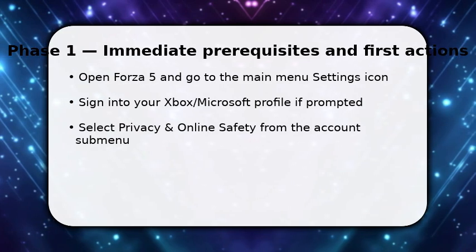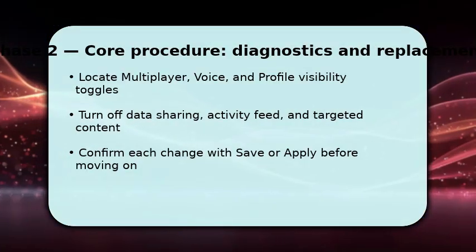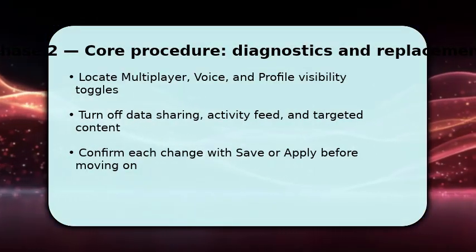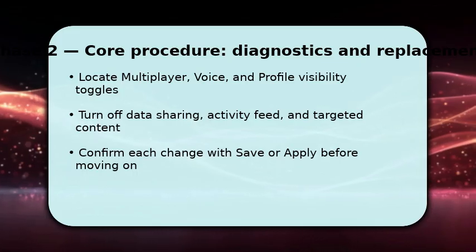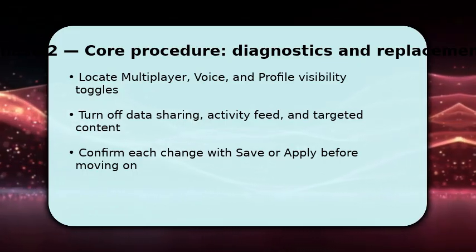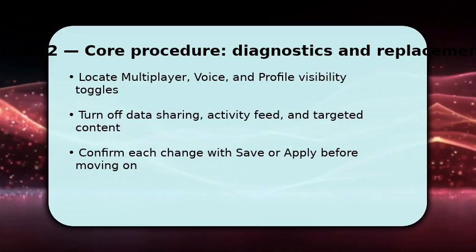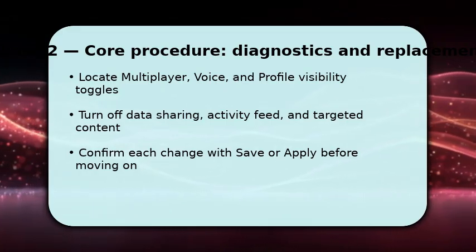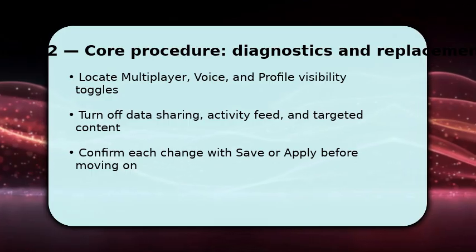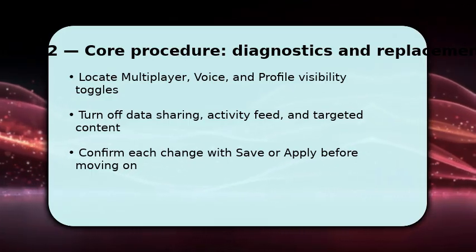Next, you'll work through the specific privacy toggles. Locate multiplayer, voice, and profile visibility and switch them to your desired levels. Turning off voice or visibility reduces who can contact you. Then disable data sharing, activity feed, and targeted content to limit telemetry and ads. This changes what the game sends to servers.